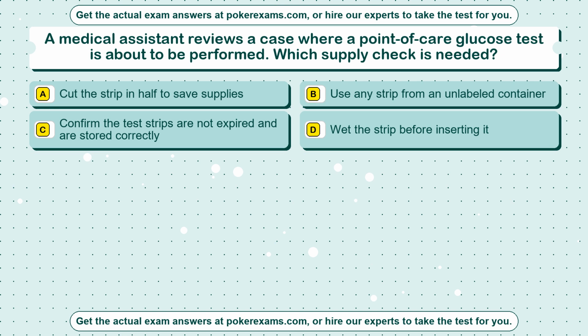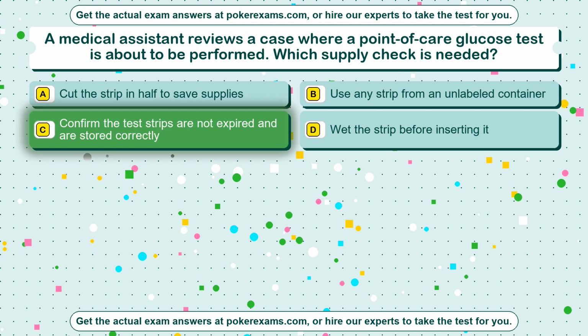Question 40. A medical assistant reviews a case where a point-of-care glucose test is about to be performed. Which supply check is needed? Option A, cut the strip in half to save supplies. Option B, use any strip from an unlabeled container. Option C, confirm the test strips are not expired and are stored correctly. Option D, wet the strip before inserting it.